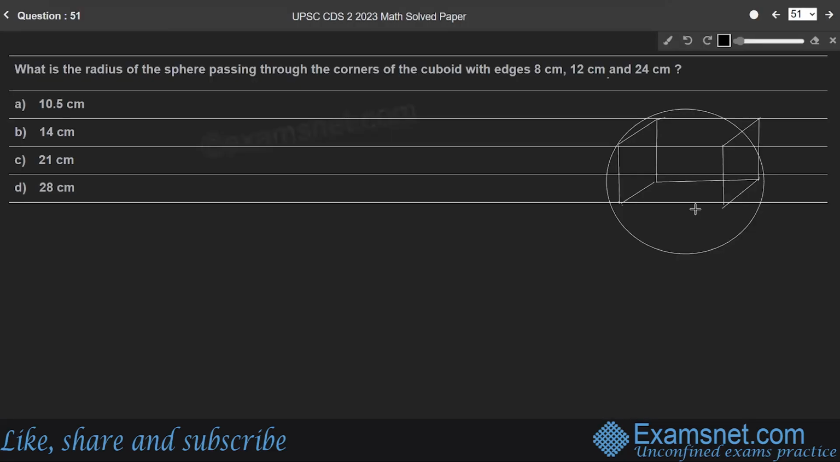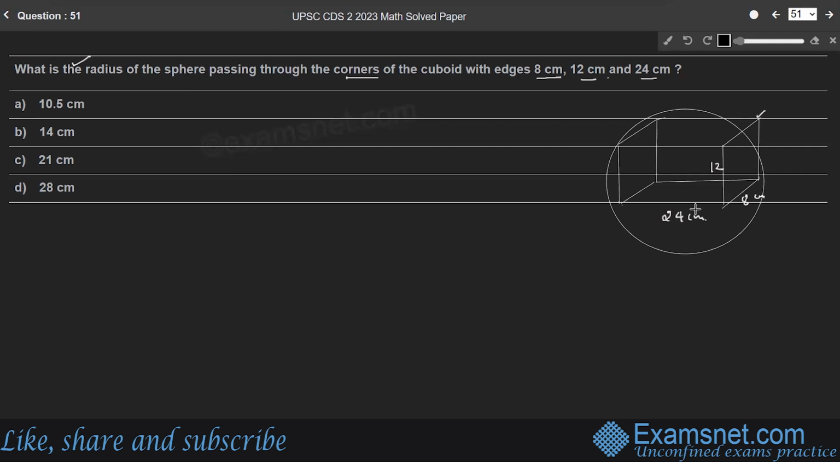Question 51. What is the radius of the sphere passing through the corners of the cuboid with edges 8 centimeter, 12 centimeter, and 24 centimeter? So students, here we have taken a cuboid whose length, let it be 24 centimeter, breadth 12 centimeter, and height 8 centimeter.